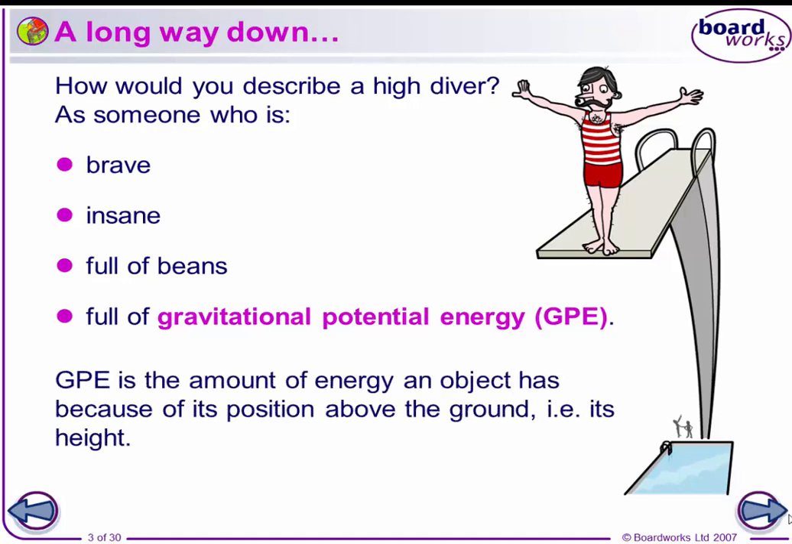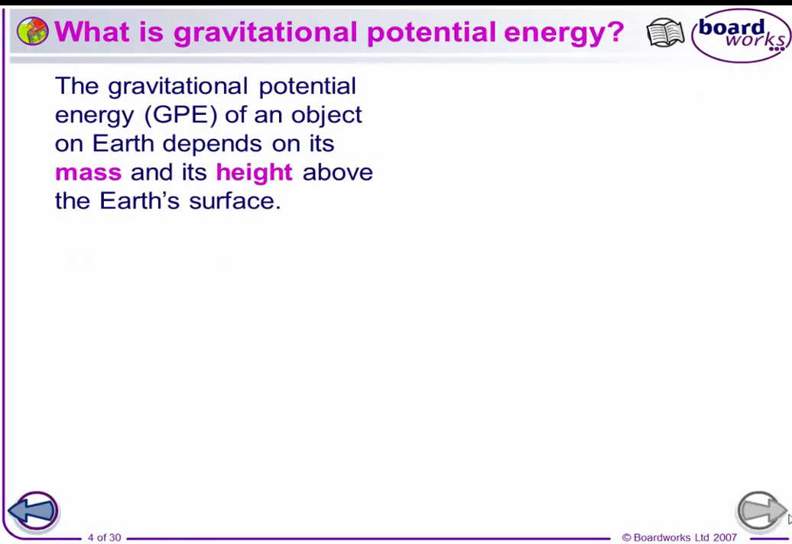Gravitational potential energy is the amount of energy an object has because of its position above the ground, i.e., its height above the ground. The gravitational potential energy, or the GPE, of an object depends on its mass and its height above the Earth's surface.